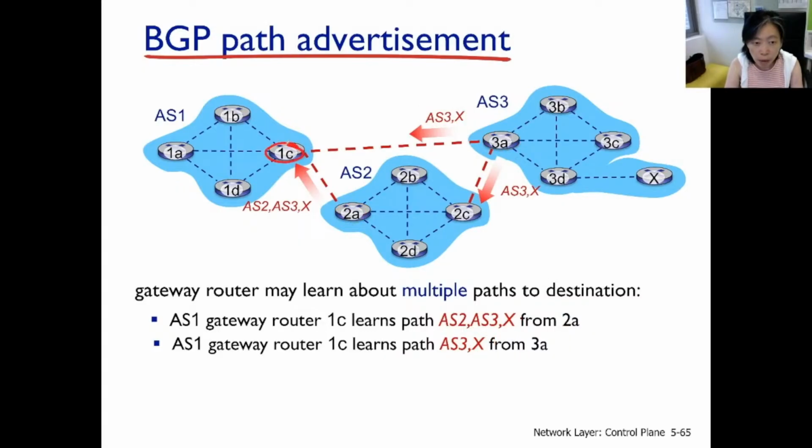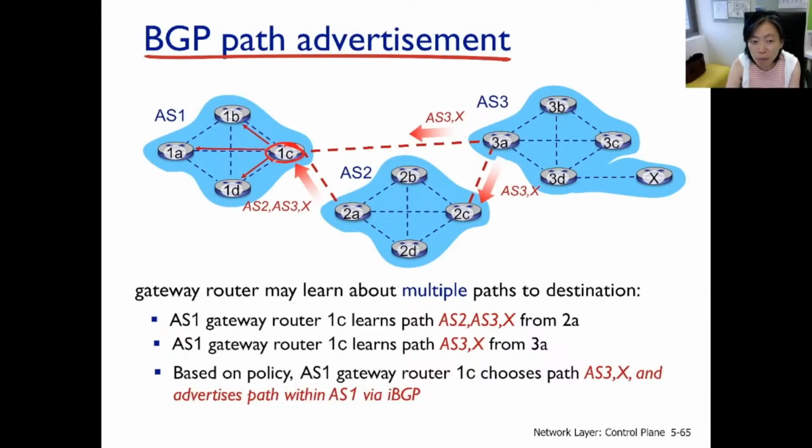At this point, 1C sees 2 advertisements coming in. Before 1C propagates any of the paths further, okay, it needs to check the import policy. Okay, so AS1's gateway router 1C there, okay, we need to choose. It could choose one of the two, or it could just take both of them. Okay, let's say that 1C chooses AS3, comma X, yeah, sure, the shortest AS path, and advertise it to all routers internally of AS1. Okay, this is the second example.